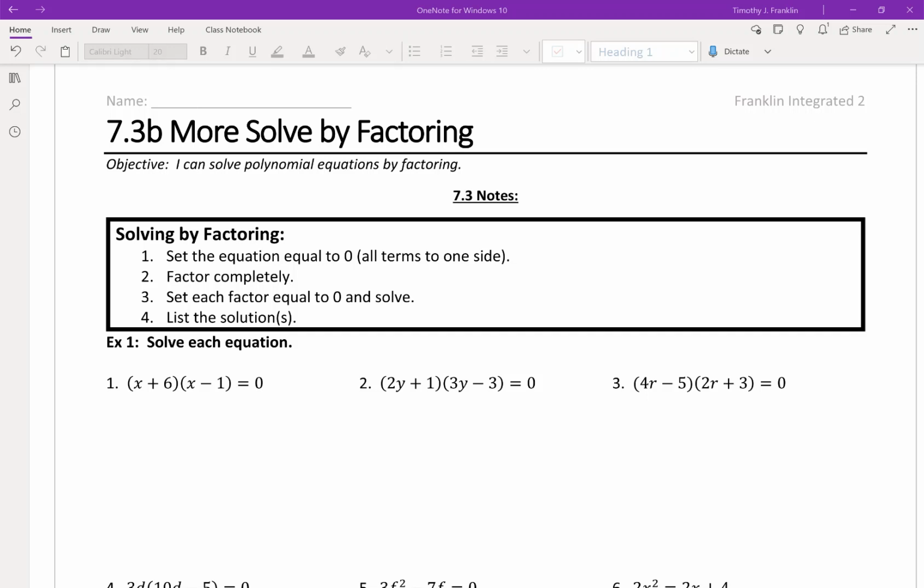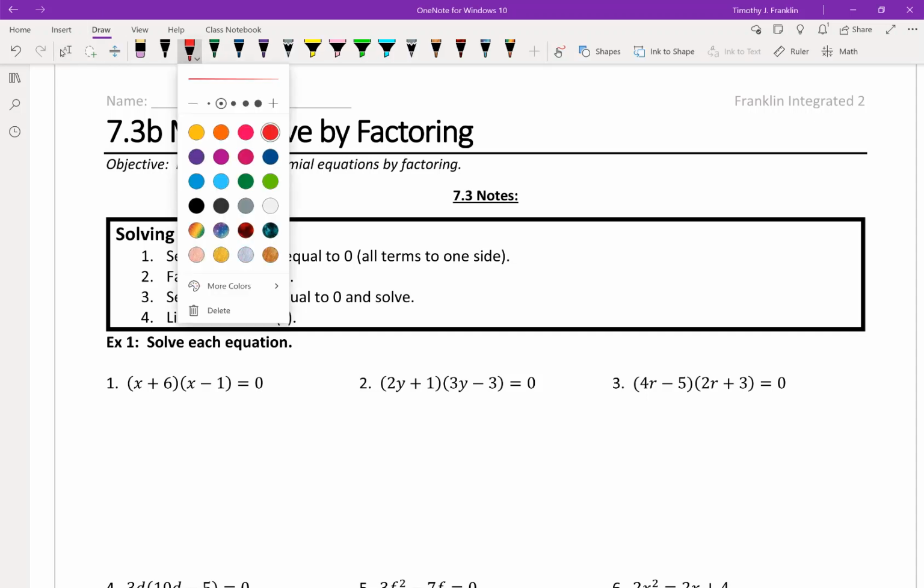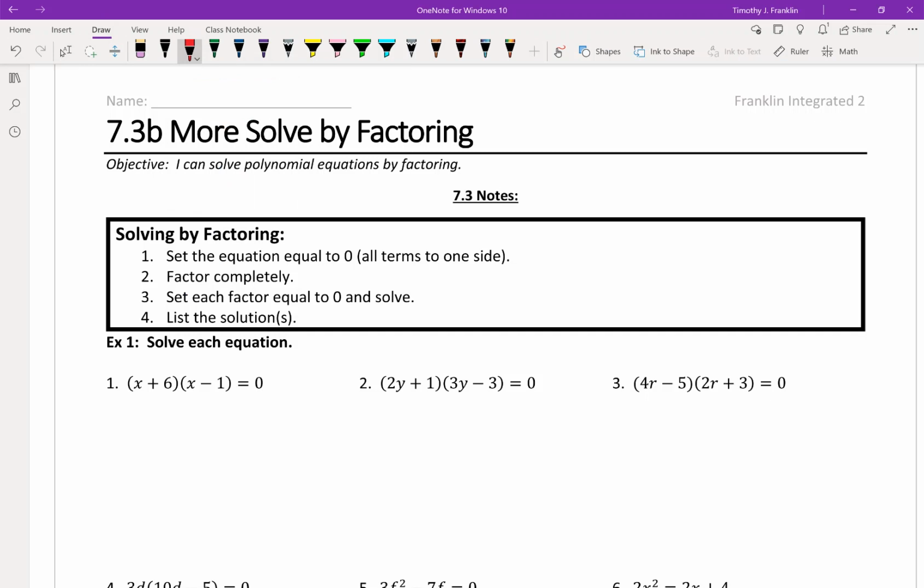Okay, in these notes we're going to do a little more work with solving by factoring. In the last notes we took, we looked at the basics, exactly how to do it. In these notes we're going to keep doing the same work. Some of the examples will be a little more in-depth as far as the solution goes, but for all purposes, it's the same work. You do the same thing.